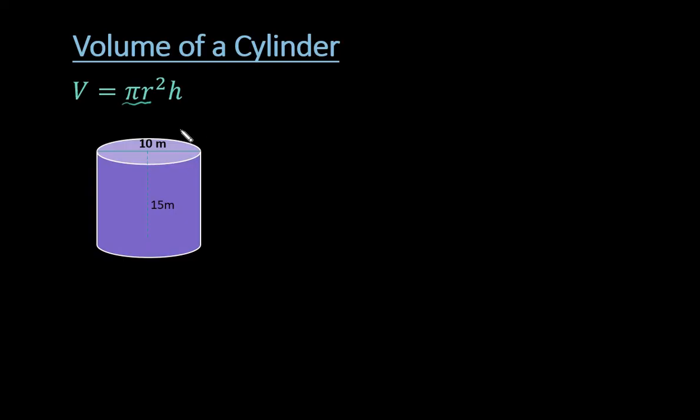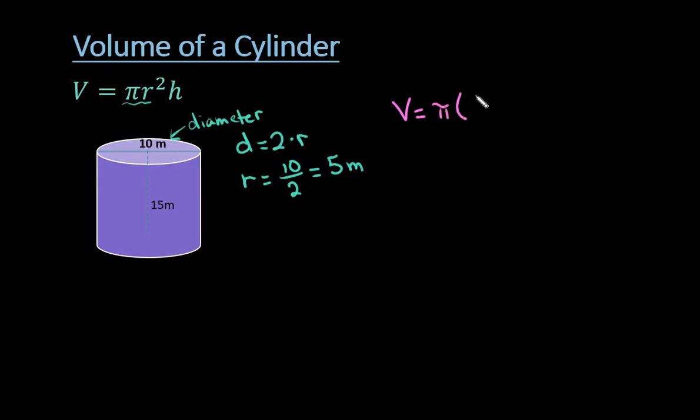So for this particular one, they did give us the diameter, and the diameter is 10. Remember that the relationship is that the diameter is 2 times the radius. So in order to find the radius, we would just take 10 and divide it by 2. So we would end up with a radius of 5 meters. So to find the volume, we would do pi times the radius, so 5 squared, times the height.